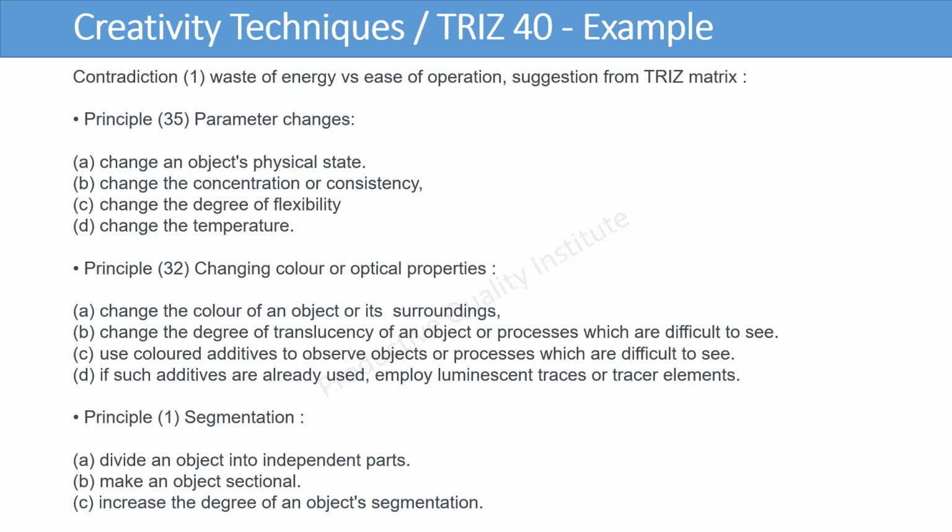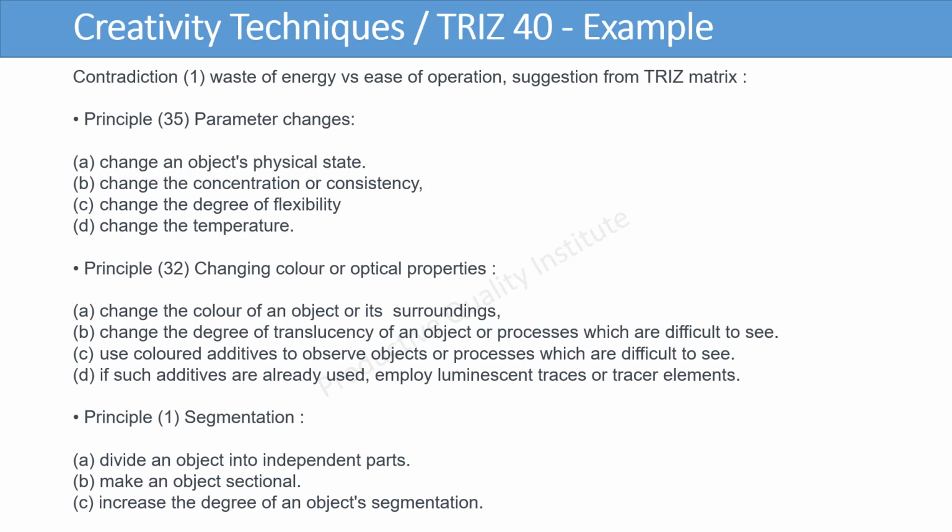Principle 32, changing color or optical properties. A. Change the color of an object or its surroundings. B. Change the degree of translucency of an object or processes which are difficult to see. C. Use colored additives to observe objects or processes which are difficult to see. D. If such additives are already used, employ luminescent traces or tracer elements.